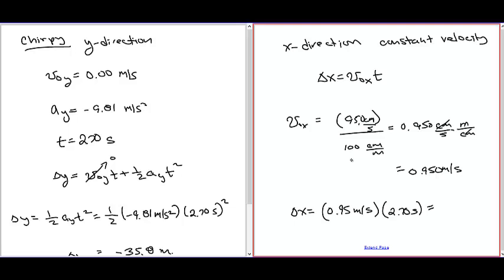0.95 times 2.7 is 2.57 meters. Or if we wanted to convert that back to centimeters, we'd multiply by 100, so that would be 257 centimeters. Okay, let me just check the answer. Okay, so that's it.